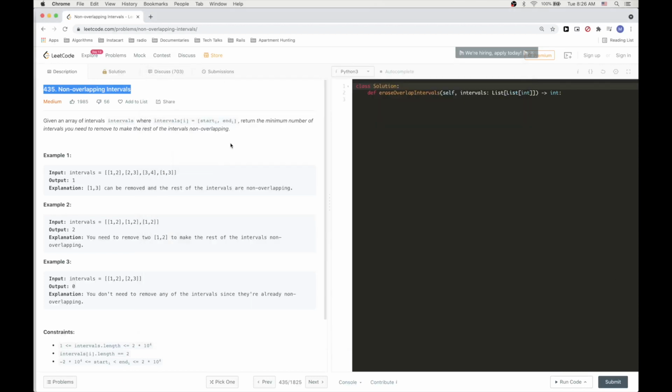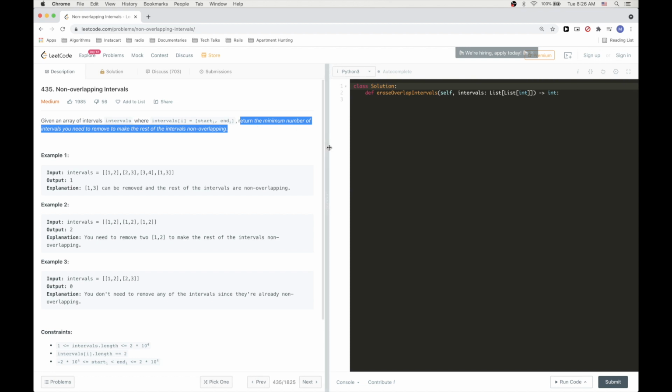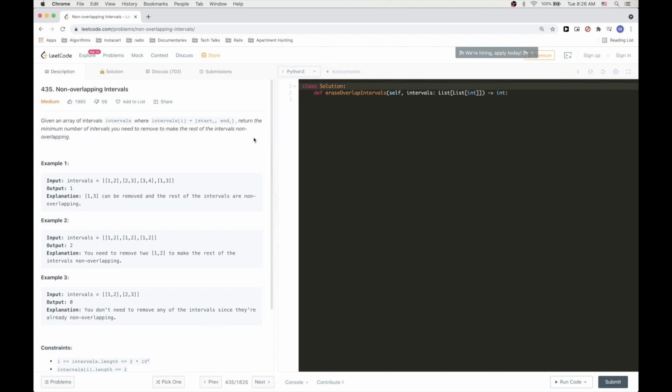Hello, so today we're going to start with this problem called non-overlapping intervals. We have intervals where each interval has a start and end time, and we want to return the minimum number of intervals we need to remove to make the rest of the intervals non-overlapping. So we want to minimize the number of intervals we remove so that the rest are non-overlapping. Minimizing the number of intervals we need to remove is equivalent to maximizing the non-overlapping intervals.